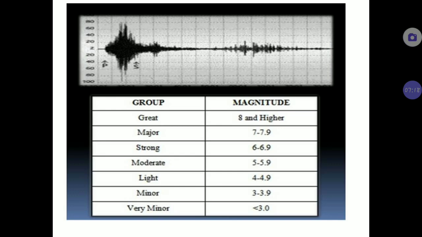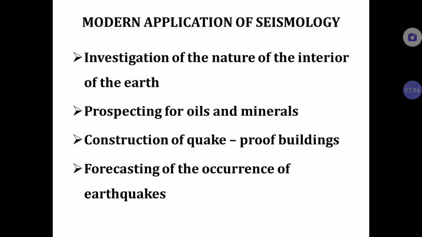Based on that magnitude, we can discuss the Richter scale value. This is the image obtained from the seismograph, in which we have clearly marked the body waves, which are the P wave and S wave. If the magnitude of an earthquake is less than 3, we can say it is very minor. 3 to 3.9 is minor, 4 to 4.9 is light, 5 to 5.9 is moderate, 6 to 6.9 is strong, 7 to 7.9 is major, and 8 and higher is great on the Richter scale.